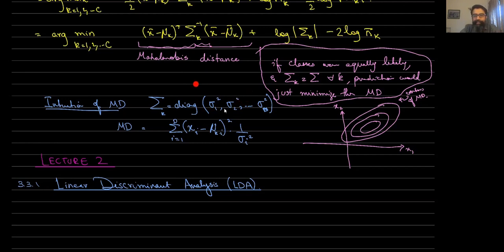Kisi ne projections ki baat ki thi yahan pe, Hamza aapne kal kuch kaha tha about eigenvalues, SVDs, but like, we're not going to go that out.